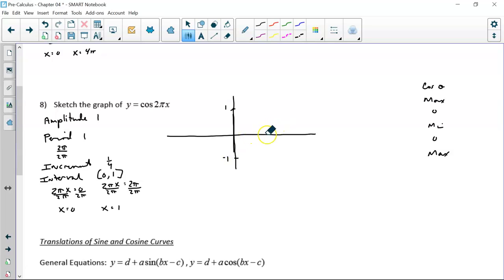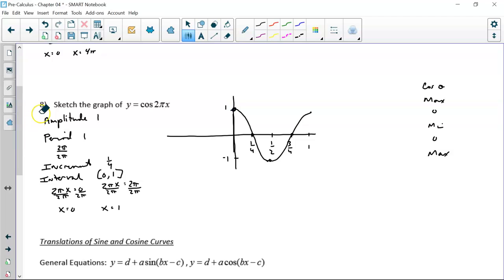So now, instead of doing a pi over 2 or a pi over 4, we're just going to do 1/4. 2/4 is the same as 1/2, 3/4, and then 4/4, which is 1. So since it's cosine, we start at the maximum, 0, minimum, 0, and then back to the maximum. Here's 1 period of the cosine of 2 pi x. Now it would keep going, but this is just 1 period.